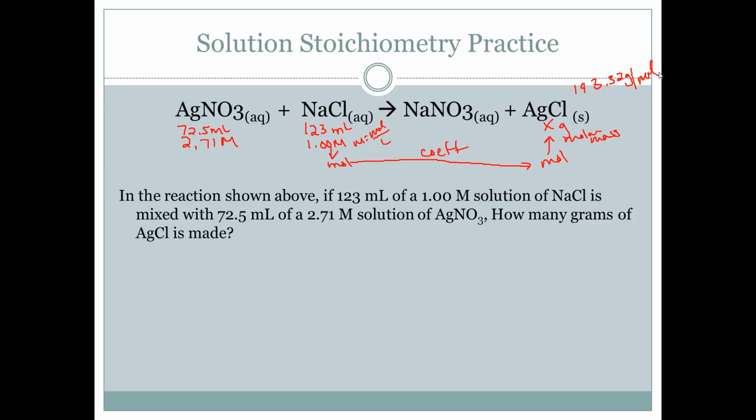And we're going to do the same thing over here. We need to get from molarity to moles, and then moles of AgNO3 to moles of AgCl up to grams. So we're going to actually have two problems in the same question. So 1.00 molar is equal to X over, this is a milliliter, so I have to convert that to liters by dividing by 1,000.